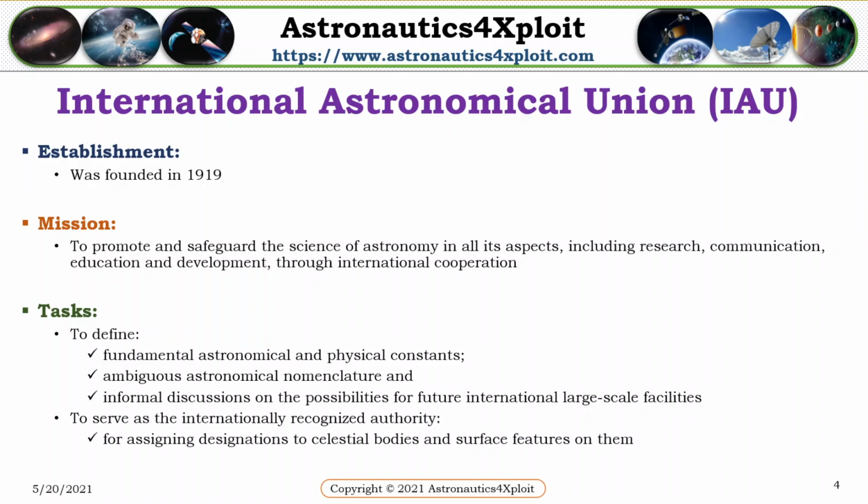Its tasks are to define fundamental astronomical and physical constants, ambiguous astronomical nomenclature, and informal discussions on the possibilities for future international large-scale facilities. Its task is also to serve as the internationally recognized authority for assigning designations to celestial bodies and surface features on them.